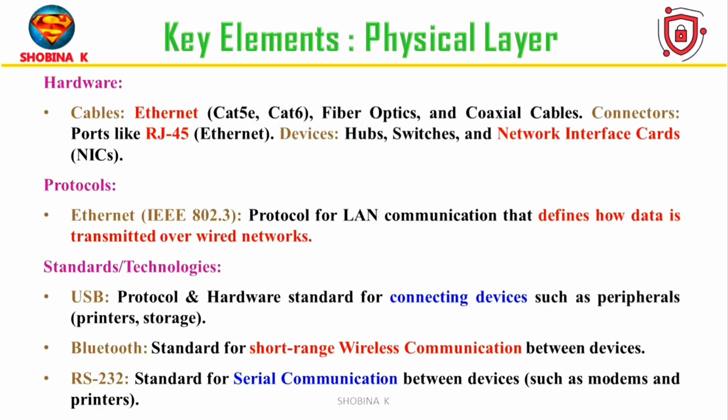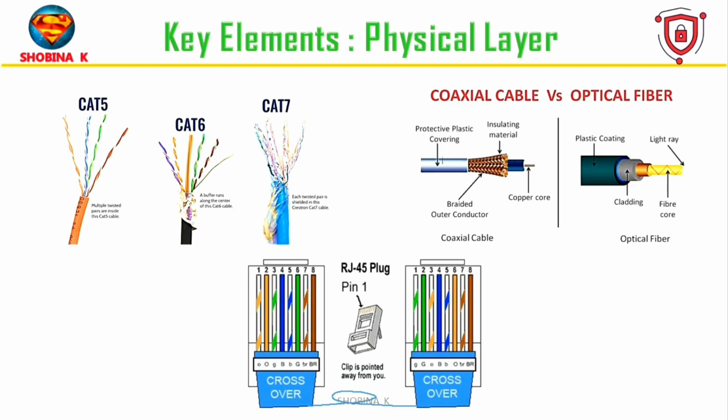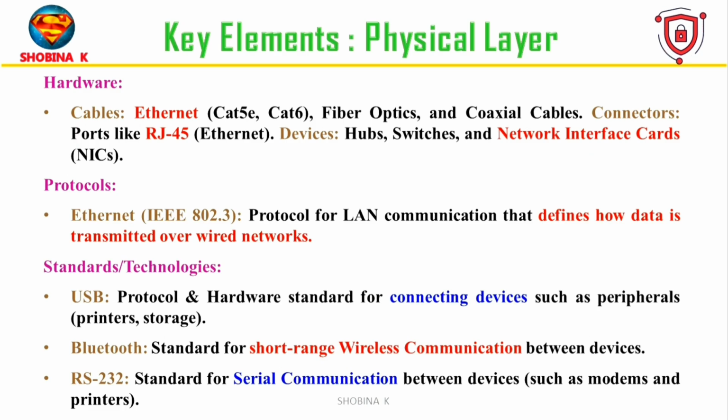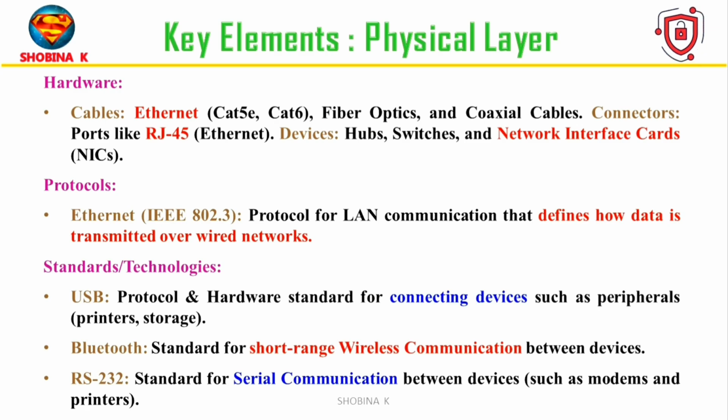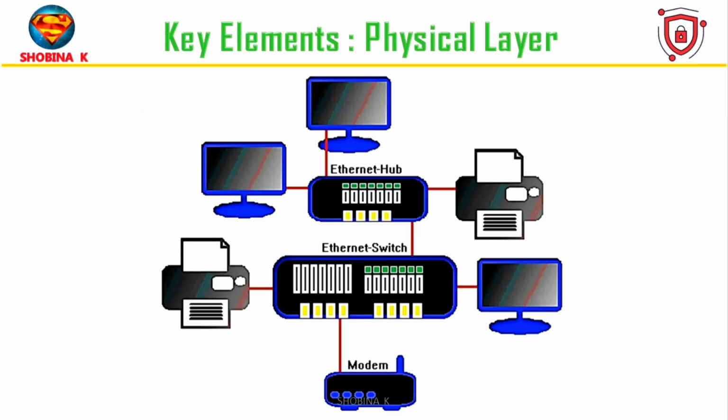In the physical layer, several hardware elements and protocols are involved. Cables like Cat5e, Cat6, fiber optic, and coaxial cables are common transmission media. Jacks such as RJ45 connectors and patch panels organize and connect these cables. Hubs connect multiple devices, while network interface cards allow devices to connect to the network. IEEE 802.3 is a protocol widely used in LAN. It defines how data is transmitted over cables.